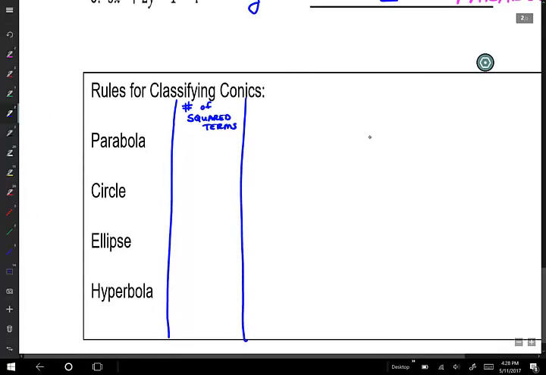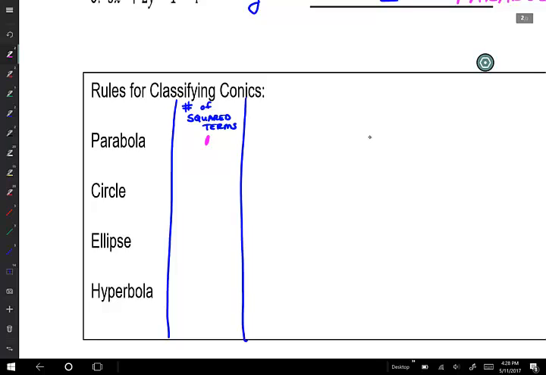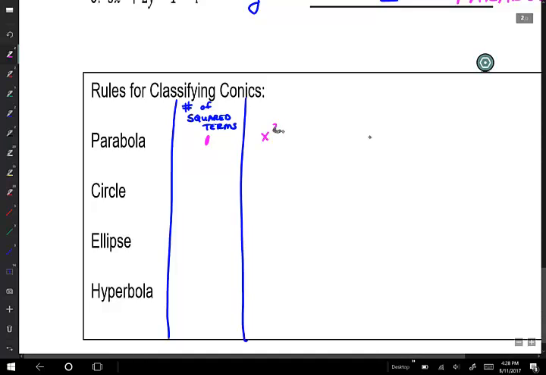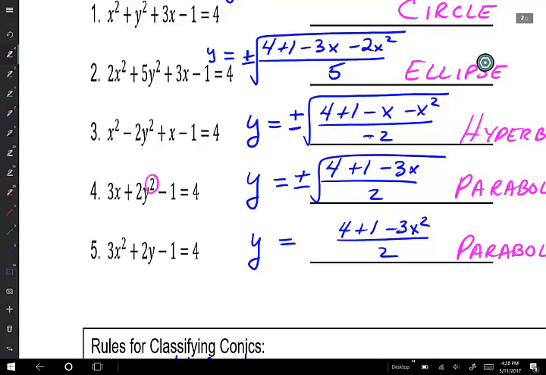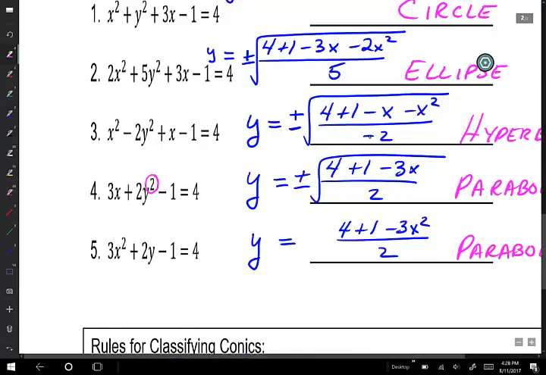Okay, a parabola has one squared term. Very simply, if the x squared term, if the x is squared, it's up and down, like so. If the y is squared, it's going to be sideways, positive to the right, negative to the left. So let's go back up here and let's notice equations 4 and 5. Only one of them was squared in each of those cases.